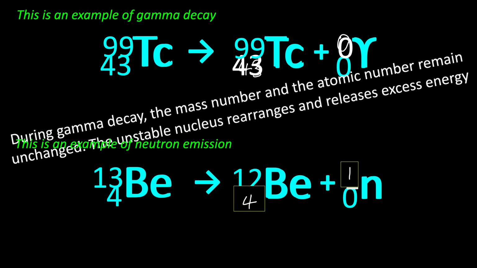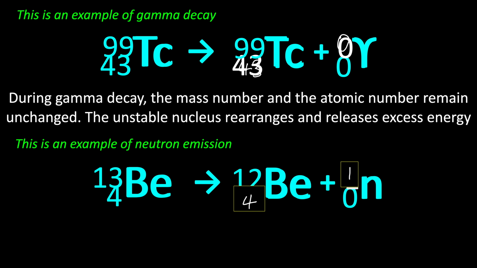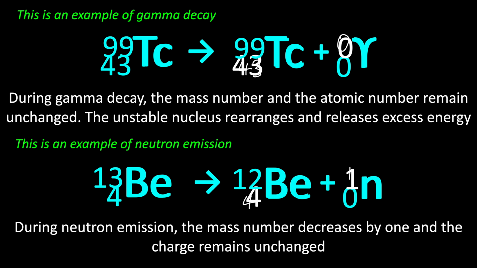So during gamma decay, the mass number and the atomic number remain the same, but in neutron emission, the mass number decreases by 1, but the charge or the atomic number remains unchanged.